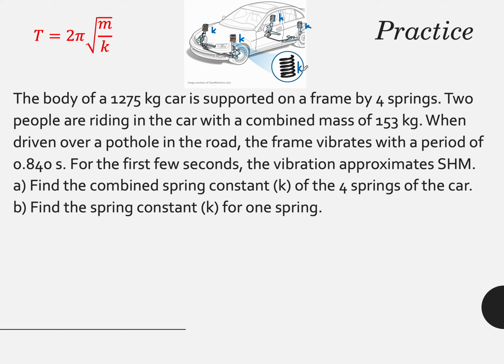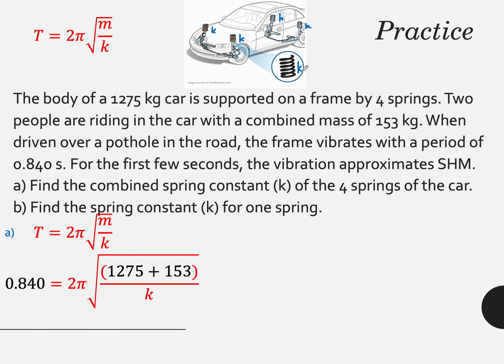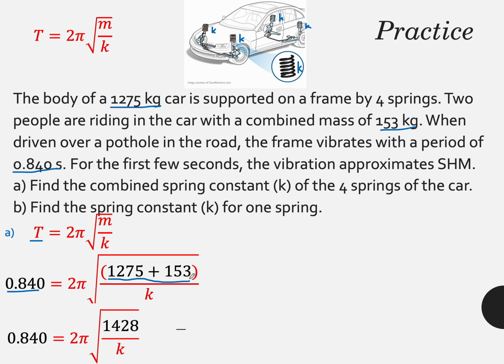All right, so let's do A first. What equation are we using? This one right here. Plugging in what we know. The period we're given as this many seconds, so we'll put that in here. And then the mass is both the mass of the car plus the mass of the people. So we're going to put the combined mass of them right here. Adding those together gives us that.